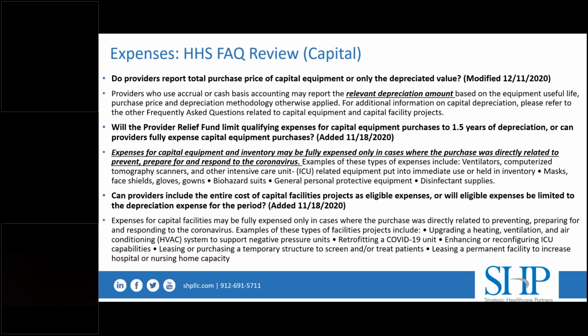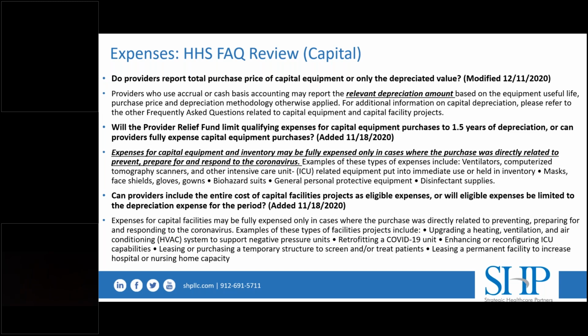But in theory, if you put in a piece of capital equipment that was either in response to the virus or was to maintain or increase your access to care during the pandemic period, then the relevant depreciation amount, not the whole amount, with the exception of what I'm about to say in a second, is what should be claimed within the period of time. So if we're reporting 4/1/20 to 6/30/21, it's the depreciation that would have been booked during that period of time under your normal accounting methodology. That's what you get to claim.